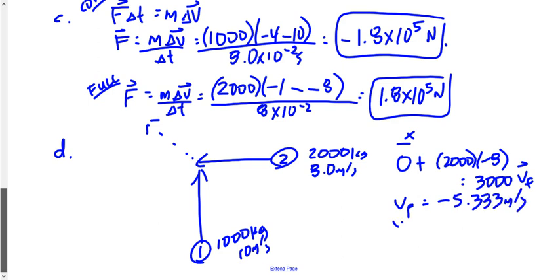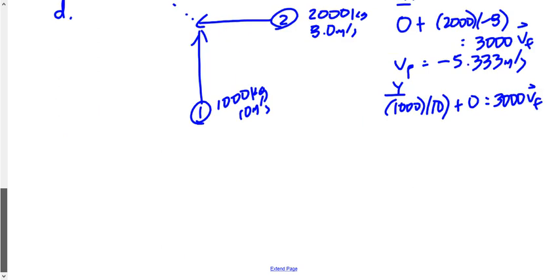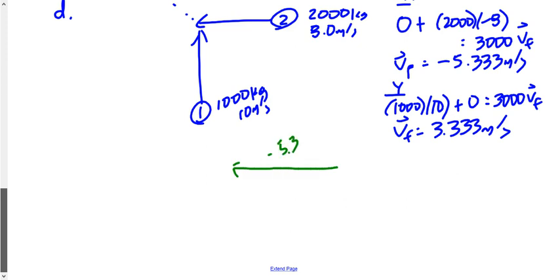Now we do the y components. We'll say 1,000 times 10, m times v, plus 0. Why 0? Because object number 2 is on the x-axis and we're doing y. Equals 3,000 times VF. Almost done here, guys. We solve for VF there, and it works out to be 3.33. So we redraw this. -5.33. Positive 3.33.